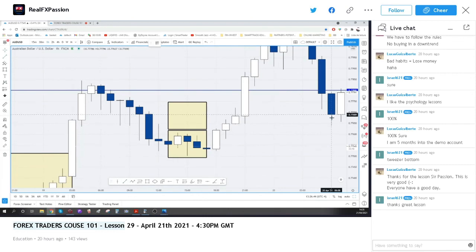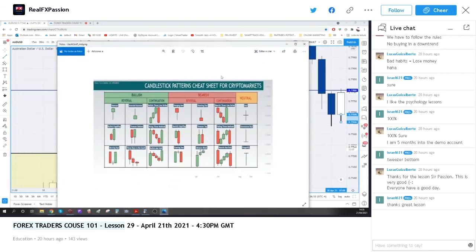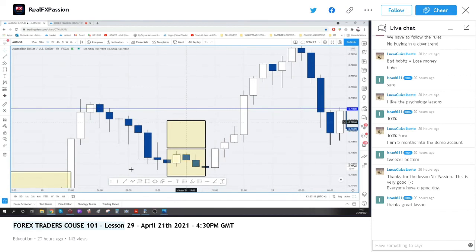And this is the wick in here, and this is the wick in here too. What are those two? Candle, hammer, not to bother with the names. Tweezer bottoms, well, maybe. I don't remember the name. It's the bullish piercing line. Tweezer bottom, maybe, right? So let's see how this is going to go.